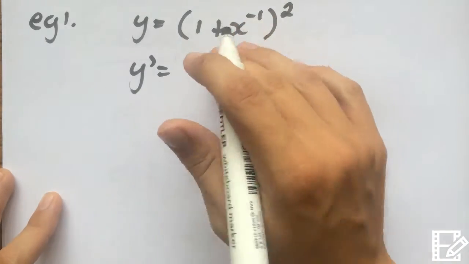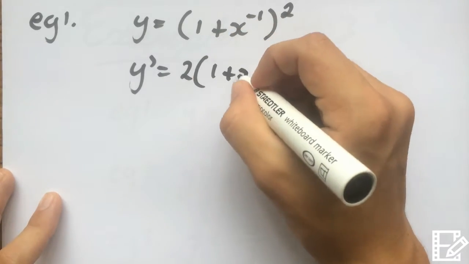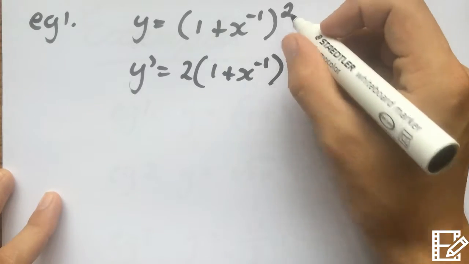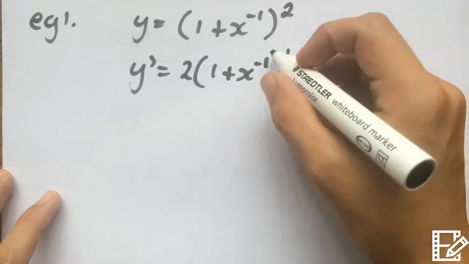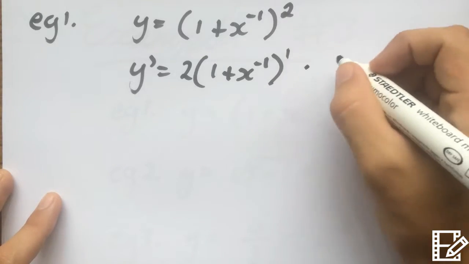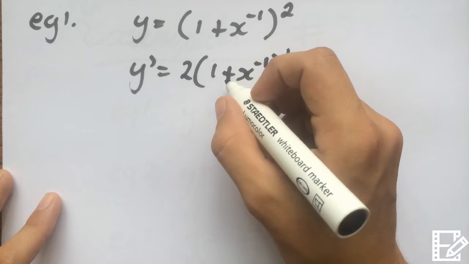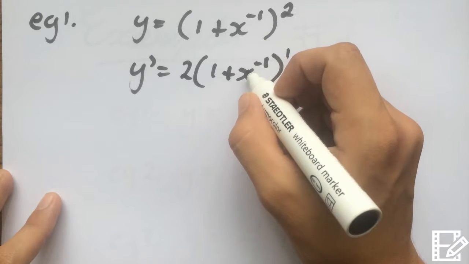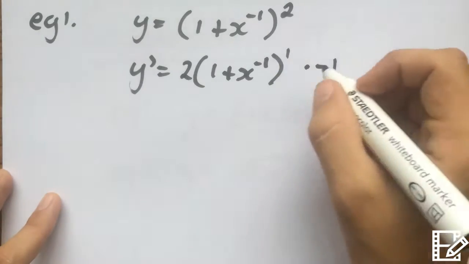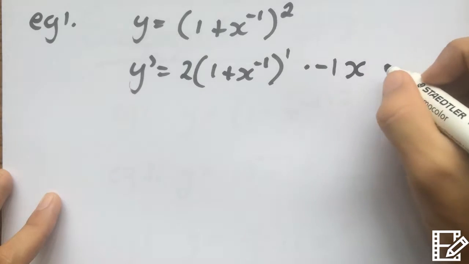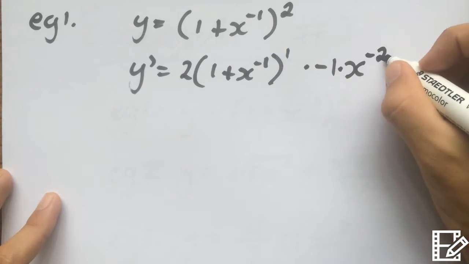So the derivative of the outside, bring the 2 down, and then keep the inside the same, and then take 1 off the power, to be to the power of 1, because 2 take 1 is 1, and then we multiply it by the derivative of the inside. Derivative of 1 is nothing, plus the derivative of x to the power of negative 1. We bring the negative 1 down, and we take 1 off the power. So if we take 1 off negative 1, we end up with negative 2.